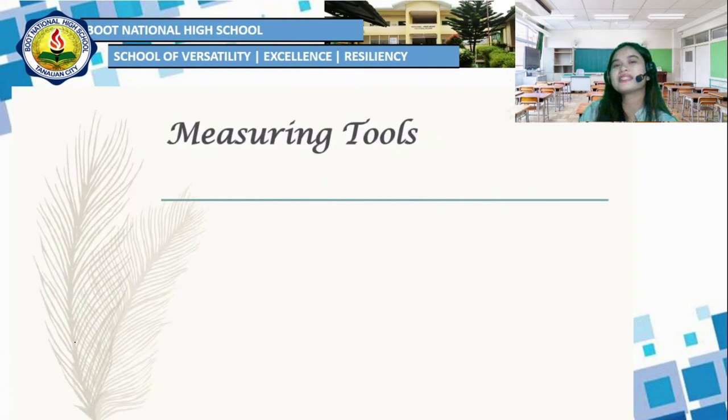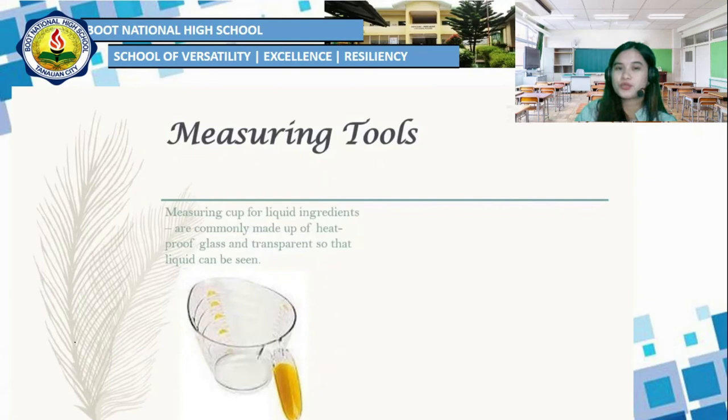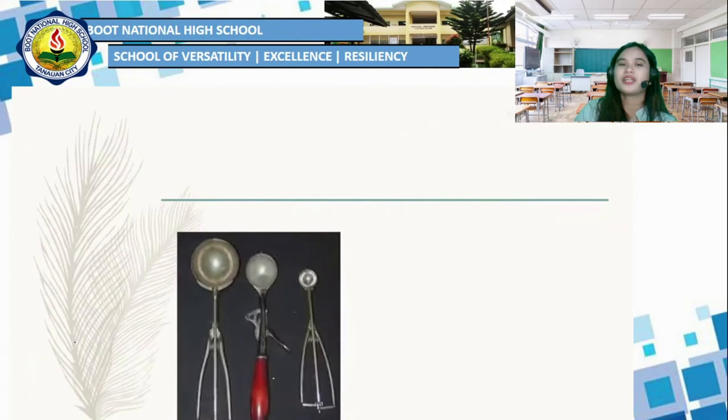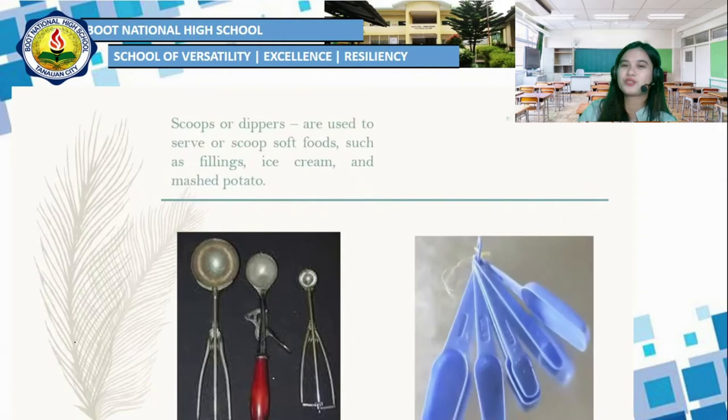Okay, and next let's have the measuring tools. Okay, this is very common. We have the measuring cup for liquid ingredients. We have here the household scales, or timbangan in Tagalog. We have there the scoopers. Okay, scoopers or dippers, used for filling ice cream. And of course, we have the measuring spoon.